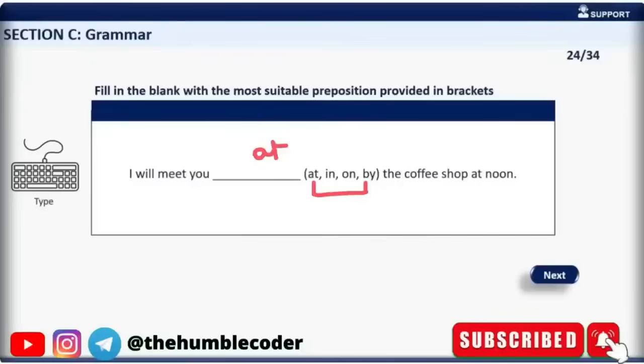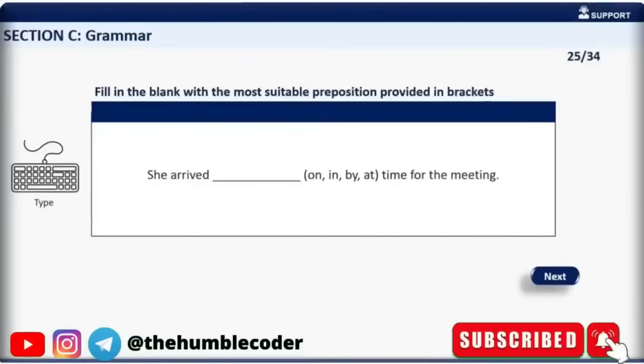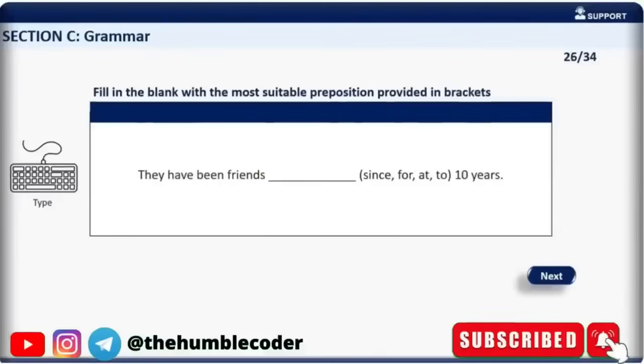Moving on to the next question. She arrived dash time for the meeting. The options are on, in, by, and at. The correct answer is going to be, she arrived on time for the meeting. Let's move on to the next question now. They have been friends dash 10 years, and the options that we are given is since, for, at, to. The correct answer in this question is going to be for. They have been friends for 10 years.